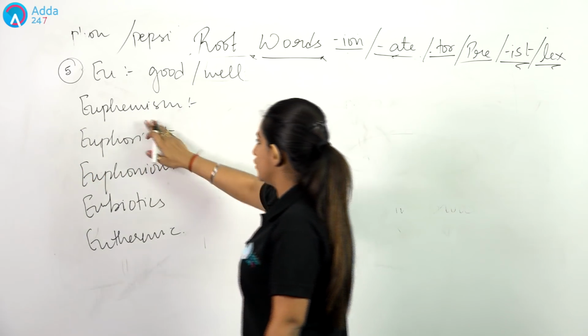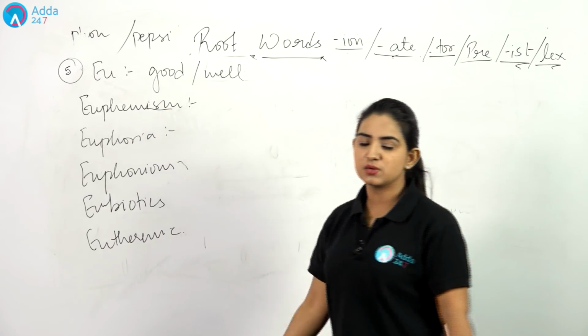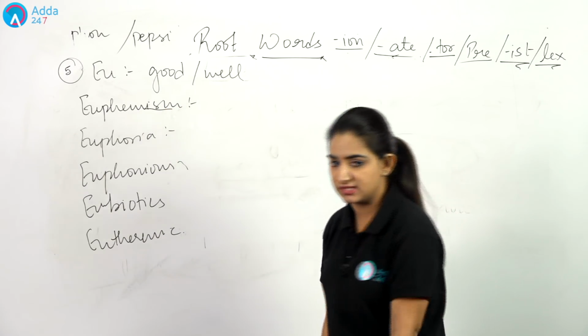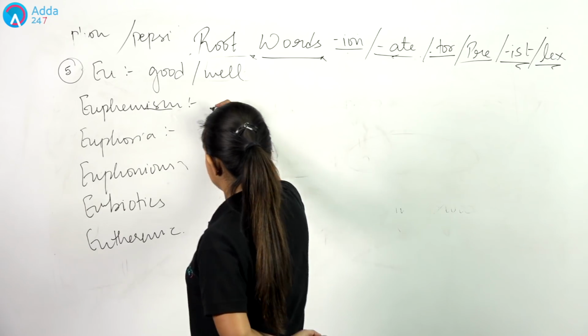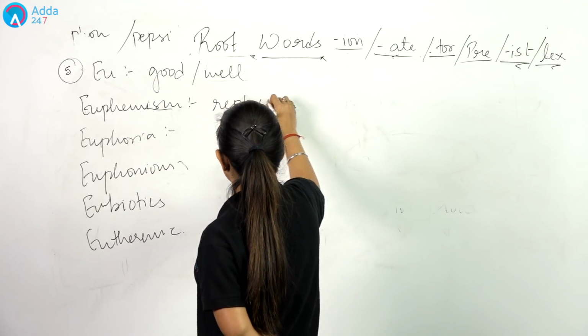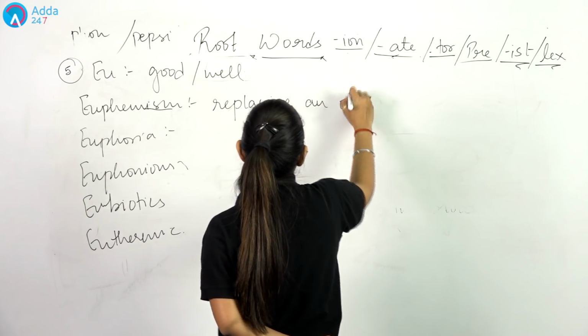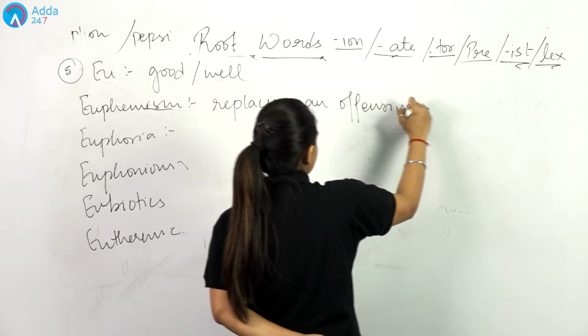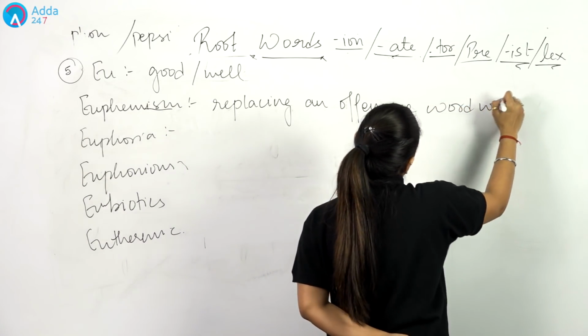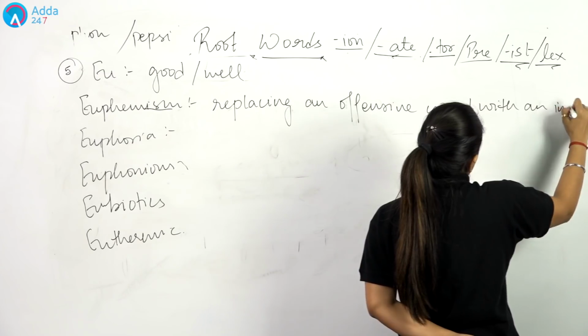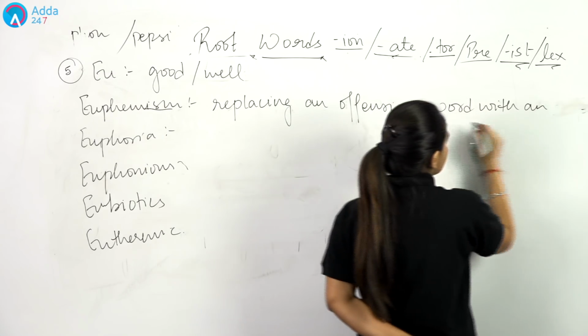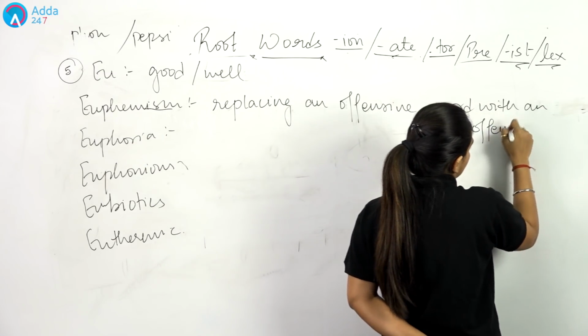See, when I say euphemism, again, ISM is a word that defines the name of a process, right? So euphemism, what does this mean? Replacing an offensive word with an inoffensive word. See, inoffensive word.